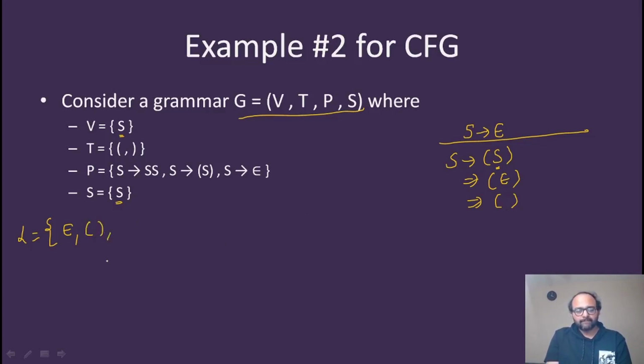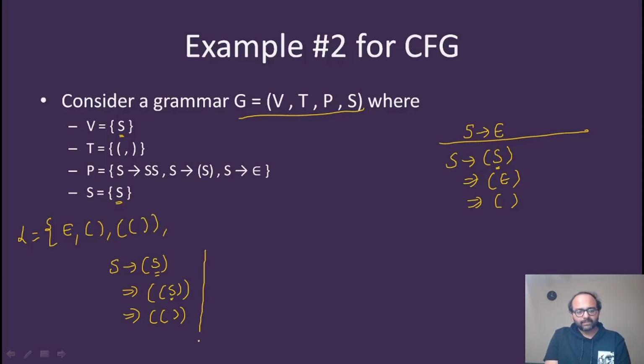Similarly, I'll consider capital S as left parenthesis, S, right parenthesis. Now this capital S can be replaced again by left parenthesis, S, right parenthesis. Now you can replace this capital S as epsilon, so you will be able to generate a string like left parenthesis, left parenthesis, right parenthesis, right parenthesis.